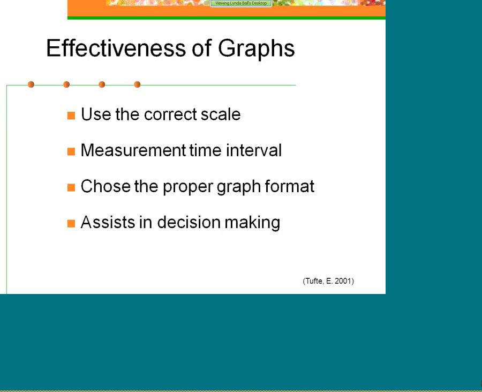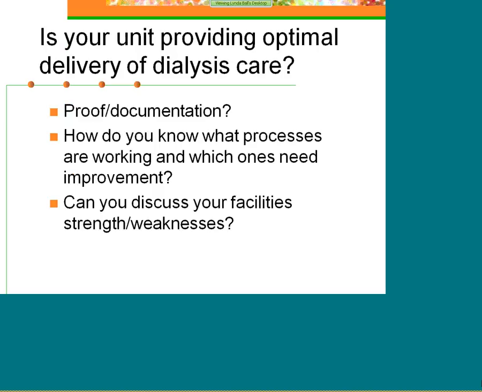And then you need to make sure that you've got a measurement time interval. We need at least 3 data points in order to say we've got a trend. So we don't just start with 2 data points and go, wow, look, we're doing really well, because you may or may not be. We'll show you an example of that a little later. And then, of course, you choose the proper graph format. What graphs do is assist us in making good decisions about what we're going to do with the area that we're focusing on for change.